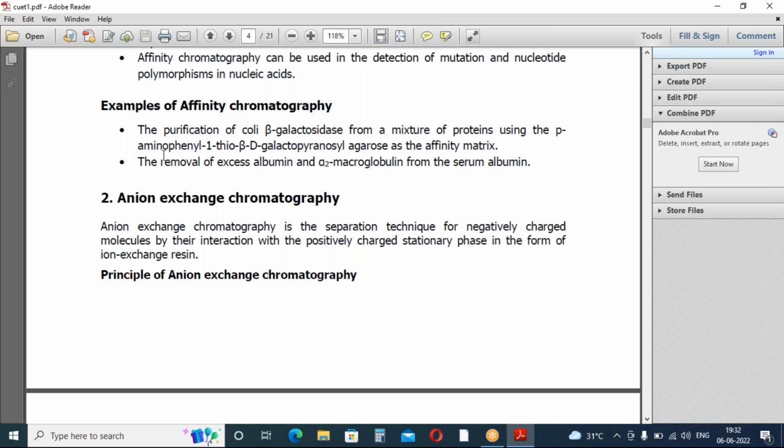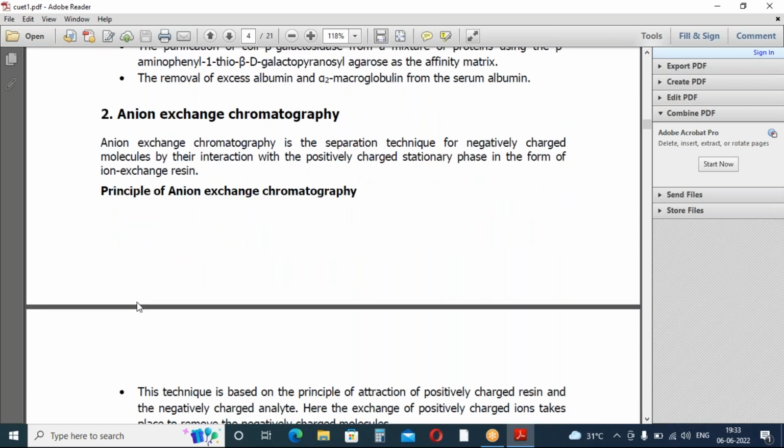Negative. Positive charge. Anion means we are separating anions. Here, the stationary phase is the positive ones. Understood? Okay. And what is the principle behind the anion exchange chromatography?